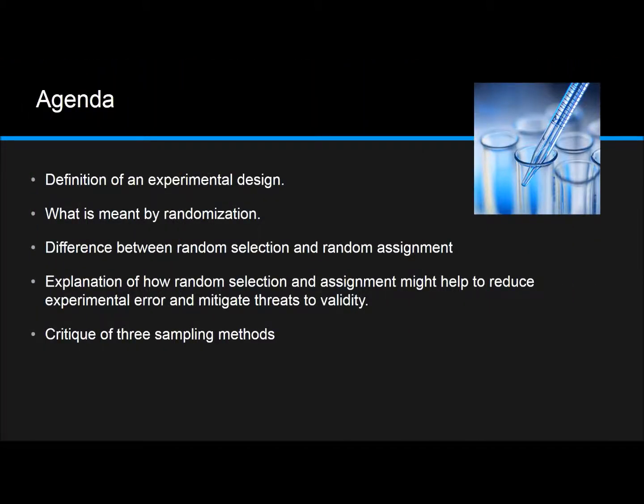During this presentation, you will be introduced to the definition of an experimental design. We will look at what is meant by randomization and look at the difference between random selection and random assignment. We'll also attempt to offer the explanation of how random selection and random assignment might help to reduce experimental error and mitigate the threats to validity. We will look at what is meant by validity, and we will critique 3 sampling methods for experimental randomized designs.